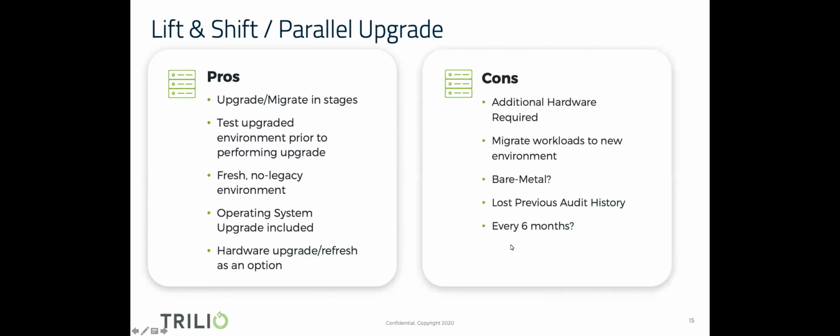But of course, there's downsides to this as well. Of course, the one that stands out the most is the additional hardware required. This is an extra cost. It's extra space in your data center. You also have to have that process of migrating the workloads of virtual machines, network, storage over into the new environment. What do you do about bare metal?